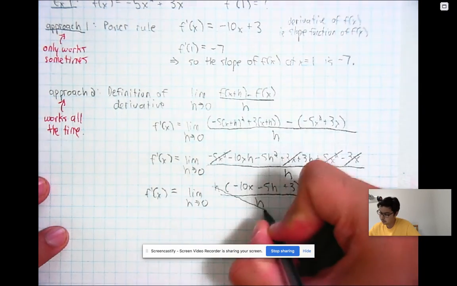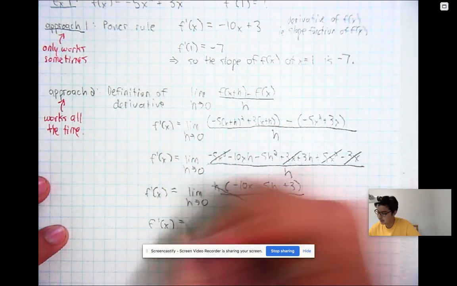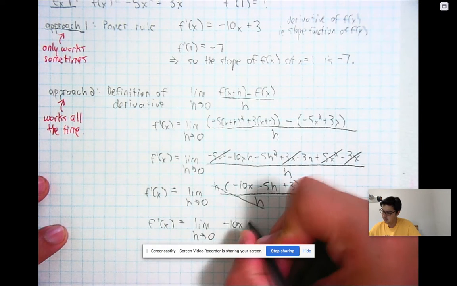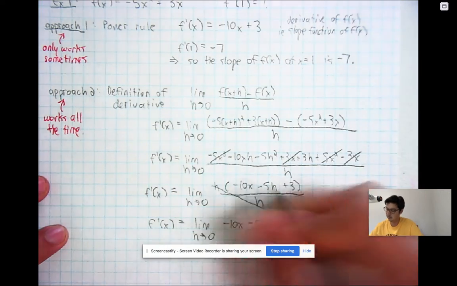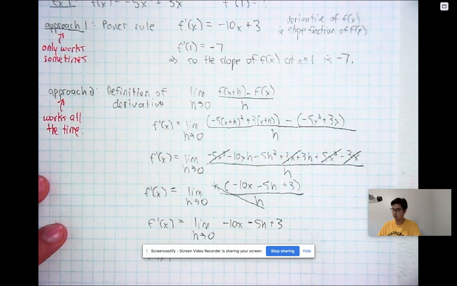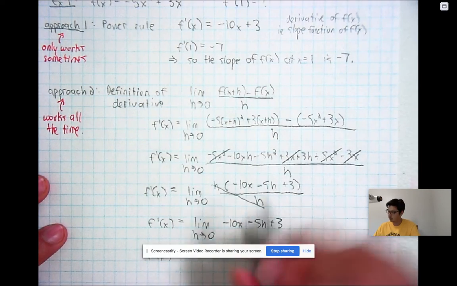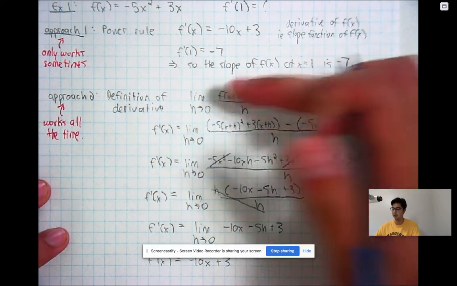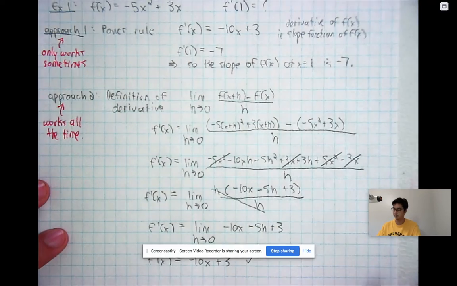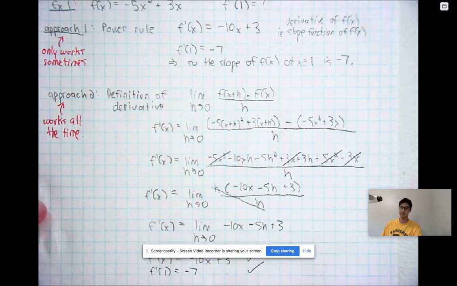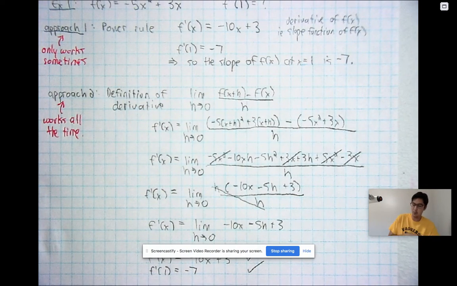Those go to 1. So we have f prime of x equals the limit as h approaches 0 of negative 10x minus 5h plus 3, which we can now evaluate by plugging in 0. What you get is the derivative of f of x is equal to negative 10x plus 3, which, look at that, is the same thing we got with the power rule. So we know we did it correctly, in which f prime of 1, you plug it in, you also get negative 7. So 2 approaches: one always works, one sometimes works.